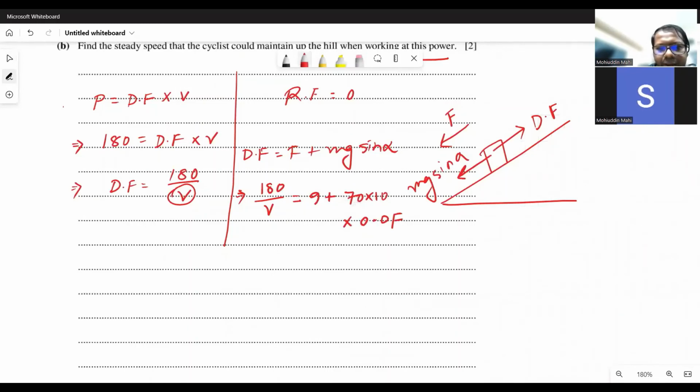From here, make V the subject. The value of V is going to be 4.09 meter per second. So that's the steady speed that the cyclist could maintain while applying a power of 180 watts. So that's all about question 4. Let's move on to question 5.